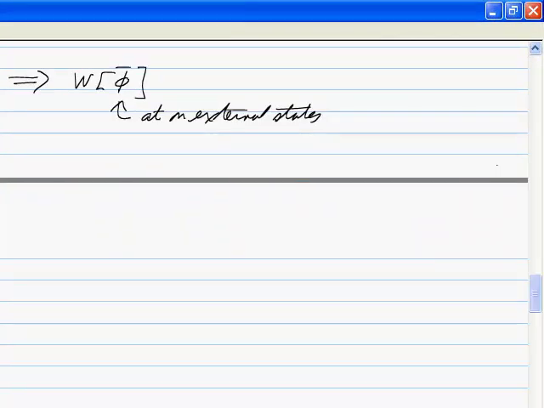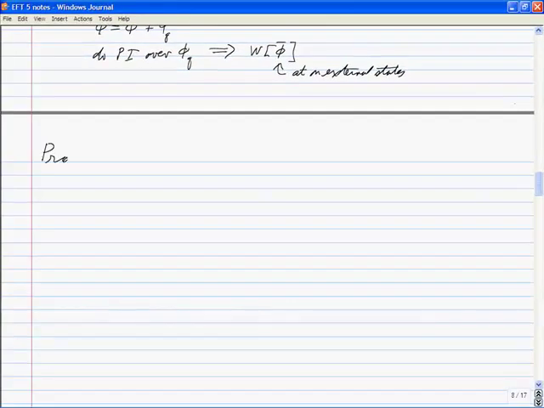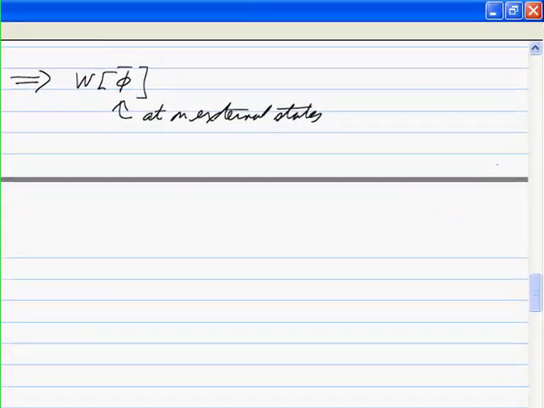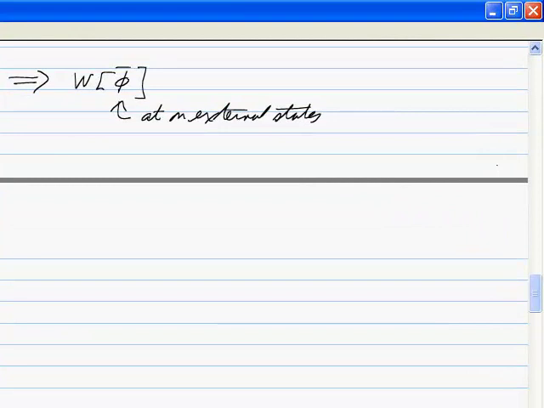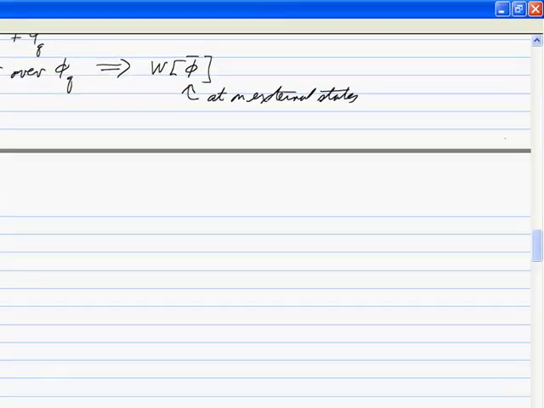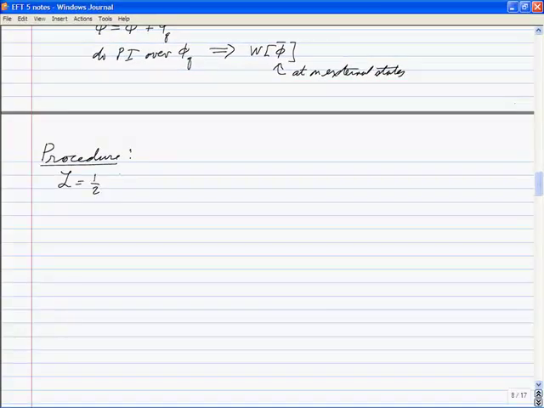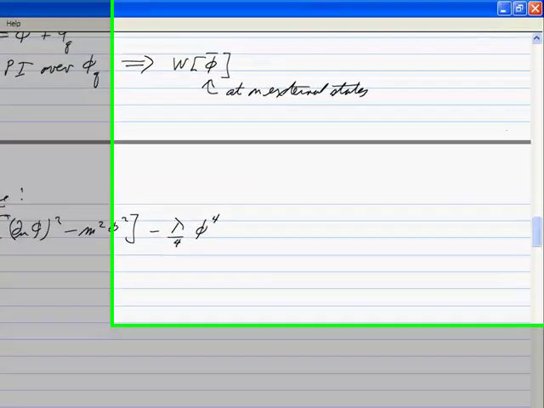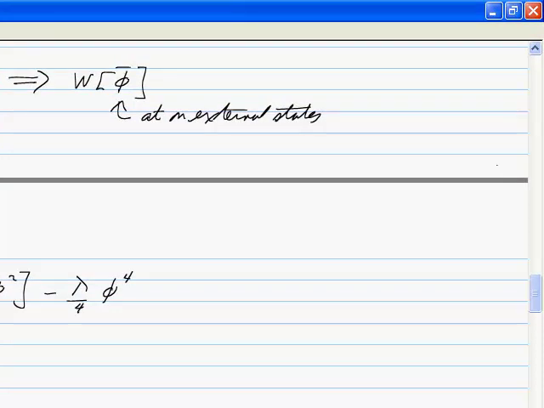So let's do it for the lambda phi to the fourth. Lambda phi to the fourth is too simple to bother doing this in most cases. Occasionally even that gets done, but it's not really needed there. So here we're starting, the Lagrangian is d mu phi squared minus m squared phi squared minus lambda over 4 phi to the fourth. Okay. We're going to let phi equal phi bar plus phi quantum.